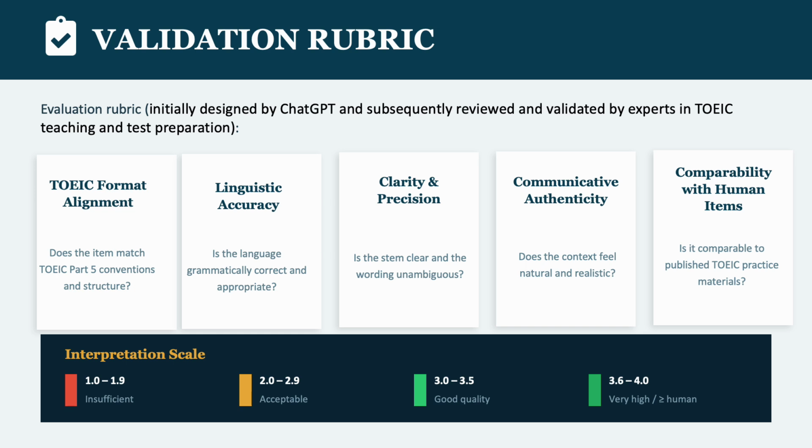As you can see, the rubric consisted of 5 categories: alignment with the TOEIC format, linguistic accuracy, clarity and precision, communicative authenticity, and comparability with human written items. Each category was scored on a 4-point scale.